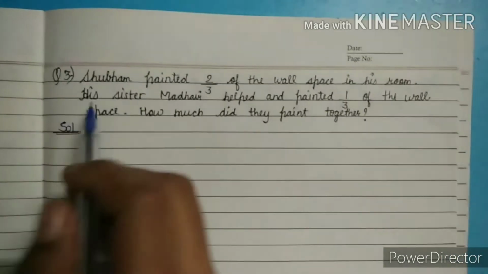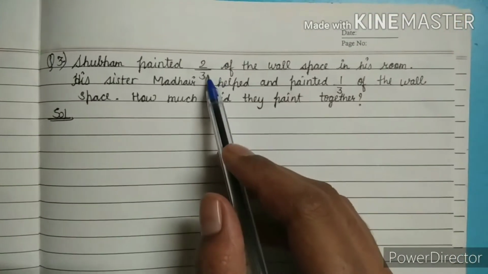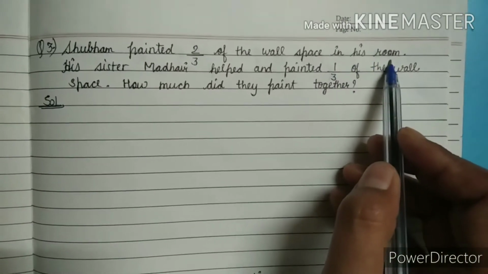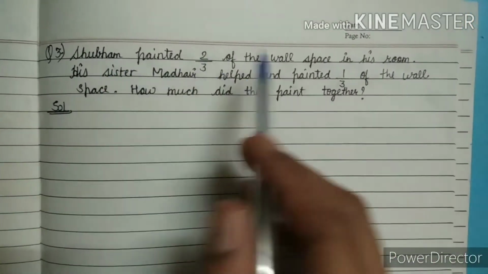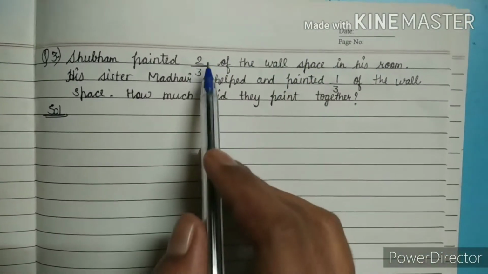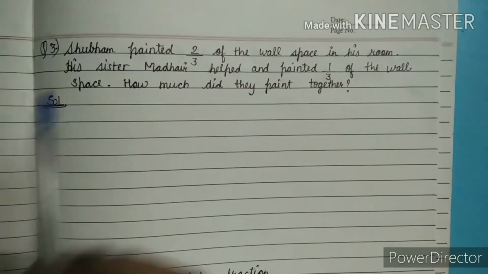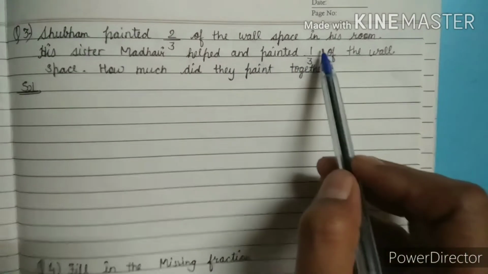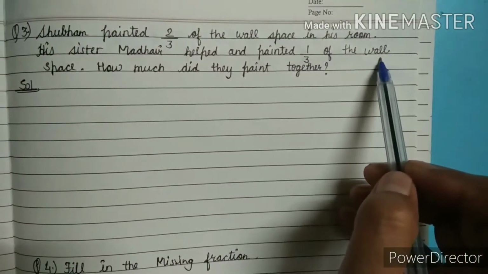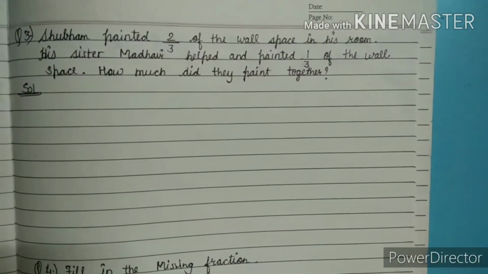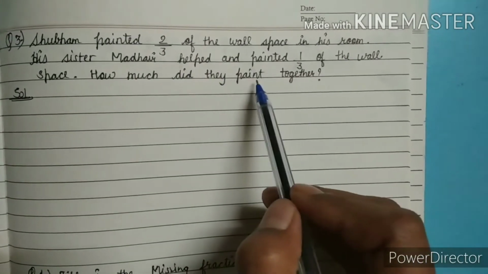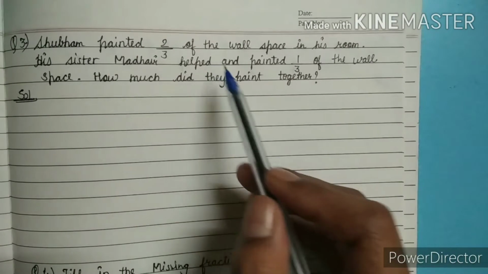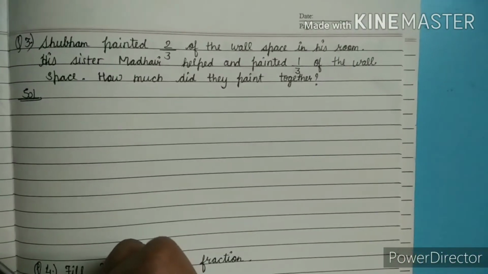Question number 3 is, Shubham painted 2 by 3 of the wall space in his room. So Shubham is painting the wall and he painted 2 by 3 part. His sister Madhvi helped and painted 1 by 3 of the wall space. How much did they paint together? So when they both paint the wall together, how much do they paint?